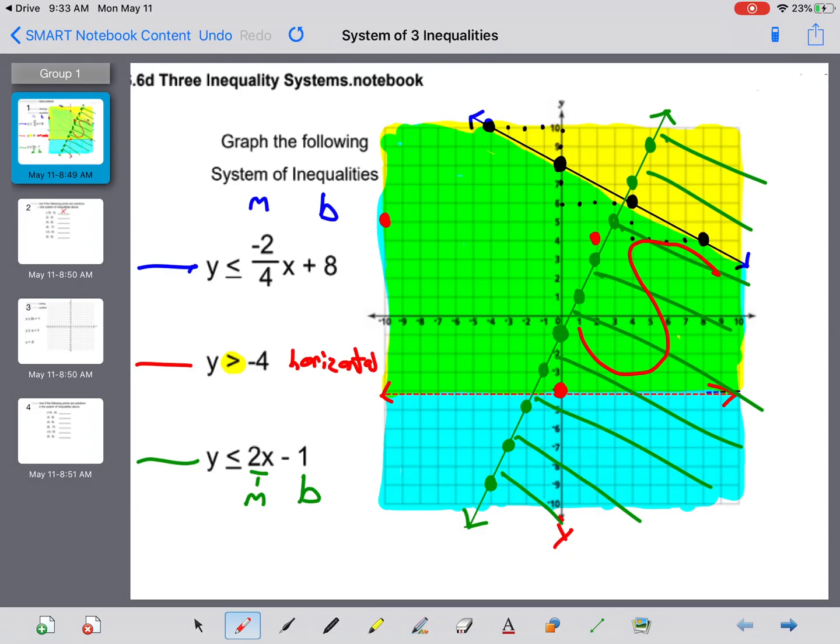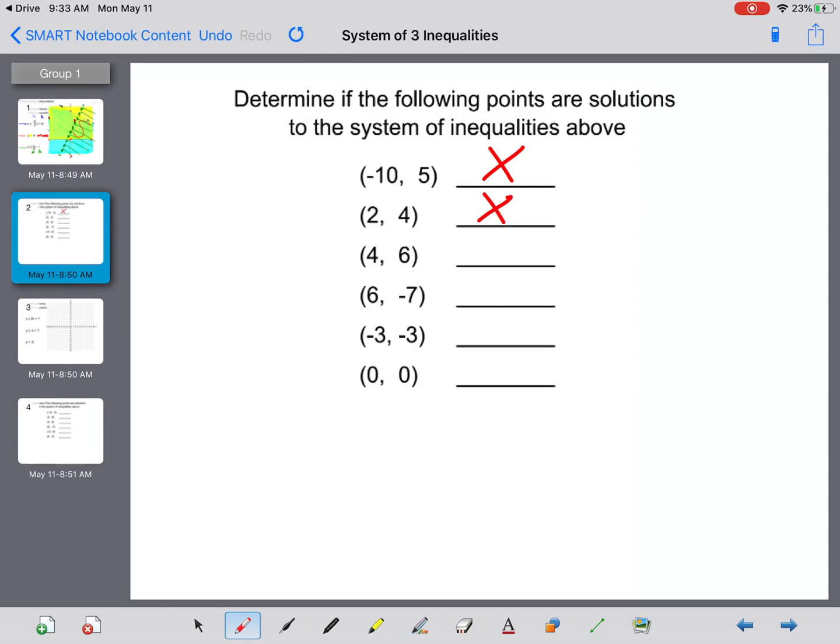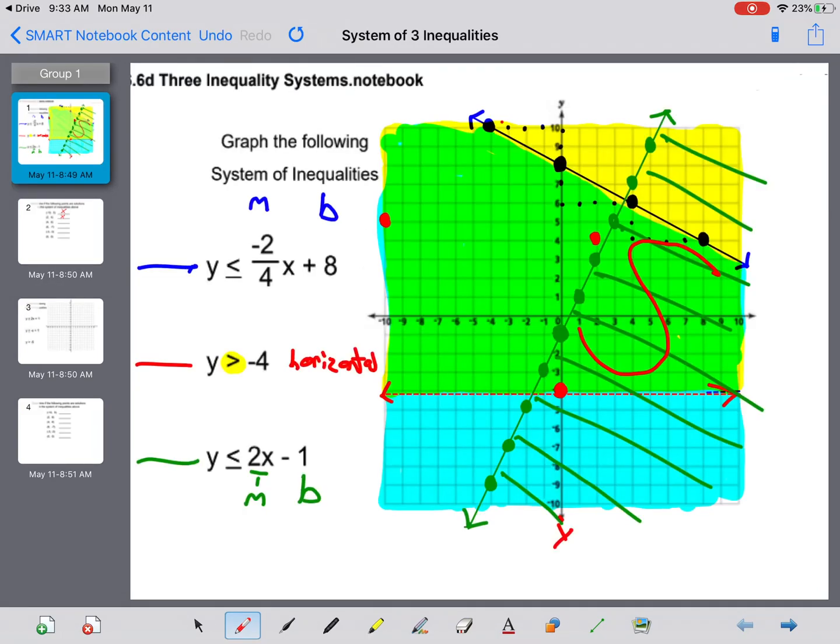+2, +4. Right 2, up 4. Well, again, that's in that green shaded area, but it's not where the red S is. It falls on the wrong side of our green inequality's shading. No good. 4, 6, right 4, up 6. 1, 2, 3, 4, 5, 6.